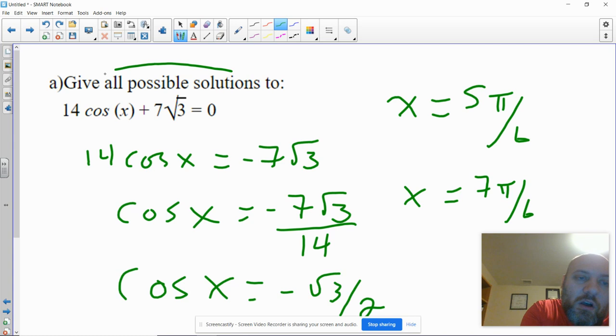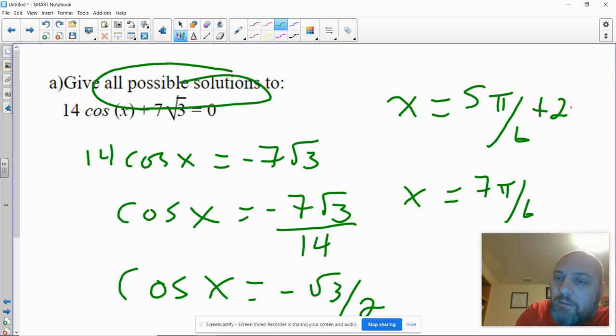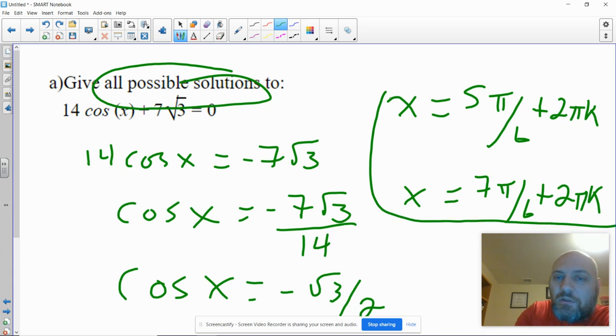Because I'm looking for all possible solutions, I need to include my plus 2 pi k, because they are going to repeat every cycle, which is 2 pi. So this is what you should have for your solutions to the first one.